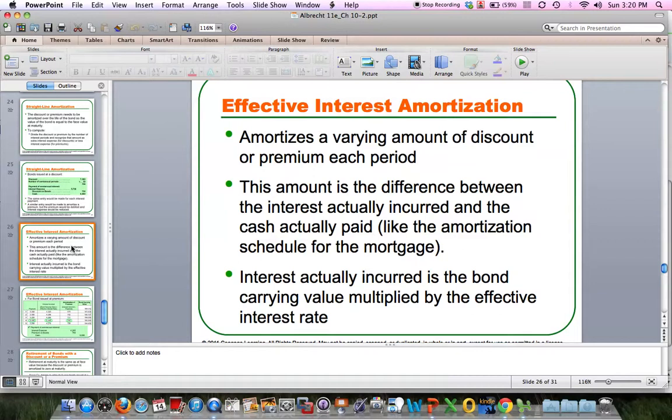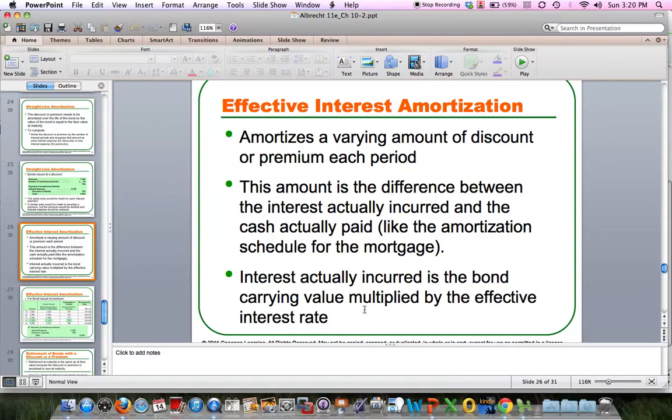But we also have something called the effective interest amortization method, which amortizes a varying amount of discount or premium each period. This works much more like a mortgage. The interest actually incurred on the bond is the bond carrying value multiplied by the effective rate of interest. They've got a schedule on page 478 that shows you that information.